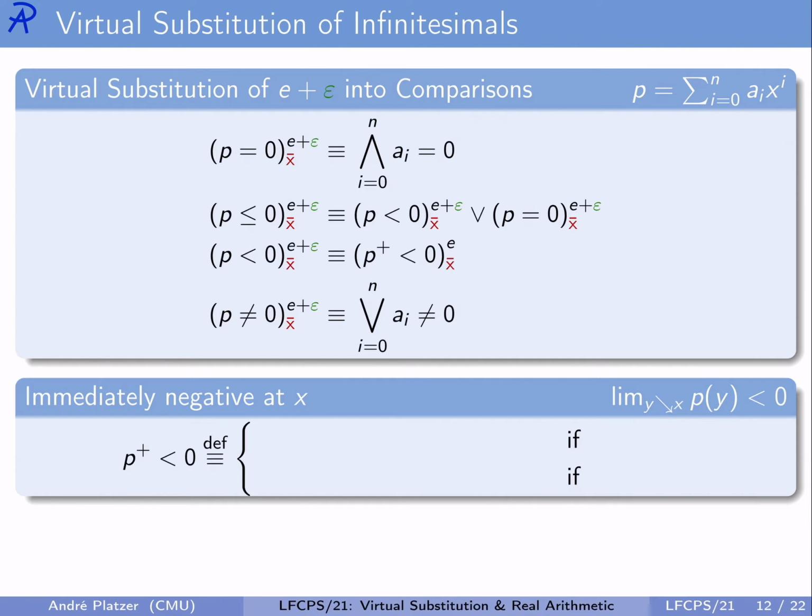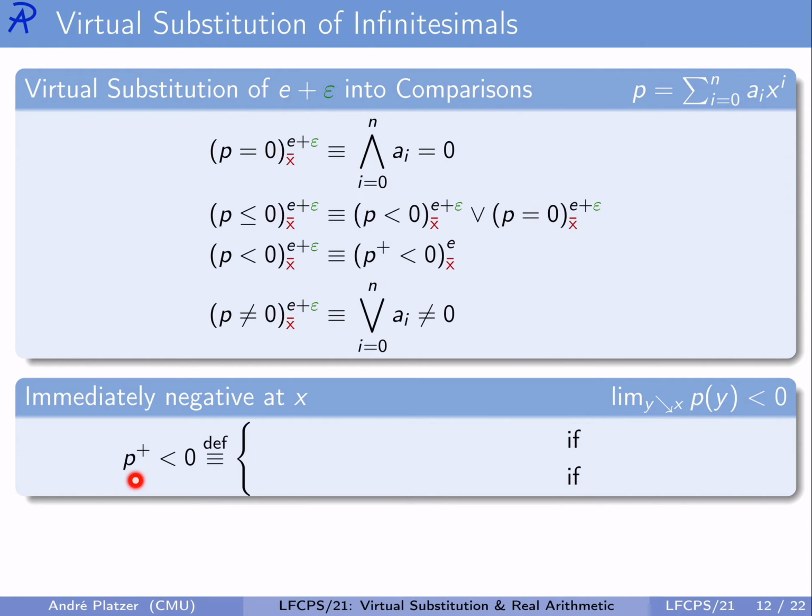Now, let's define this question. Remember, in order to ask whether p is less than 0 just right of e, we substitute this original square root for x virtually in this expression, which is asking whether p is immediately negative at x, which means as y is converging to x from the right, so it's really close to it, is p of y negative. Well, how do we do that? Again, we will do this inductively.